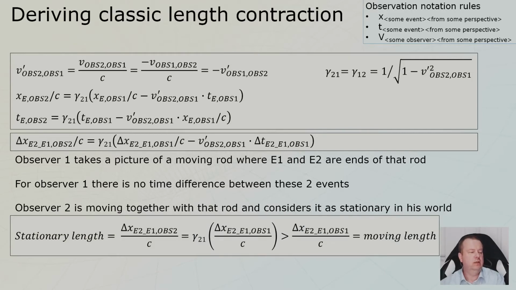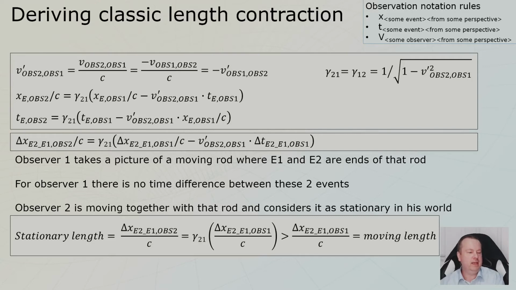So we get that the stationary length, the length through the eyes of the observer traveling with the rod, is gamma multiplied by the difference between the two events through the eyes of observer 1, the one that was taking the picture. And because gamma is greater than 1, the stationary length through the eyes of observer 2 in this case is stationary relative to the rod. Observer 1 is our stationary observer because we are observer 1. I know, I know. It's crazy, this stuff. You have to be so careful who's talking about. Even now I'm making these mistakes all the time.